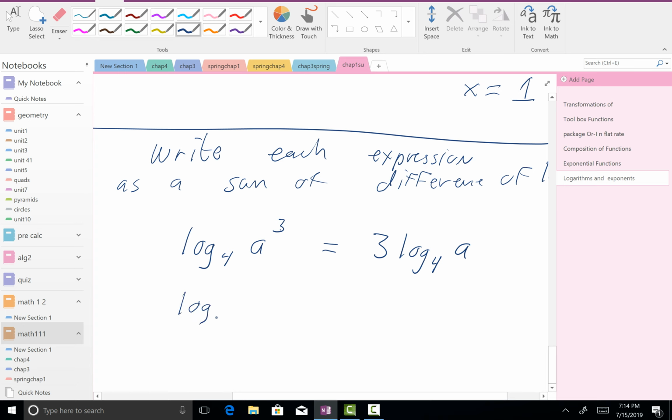Log base 5 of x over 10. Is that like an exponent, or is it just like...? It's what you take the log of. So this a or this a? This one? It's what you're taking the log of. So it's not like a power. No. So this is your base, a subscript, and this is what you're taking the log of.